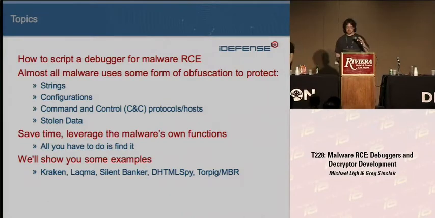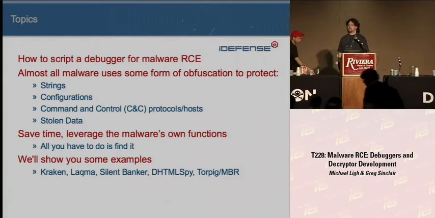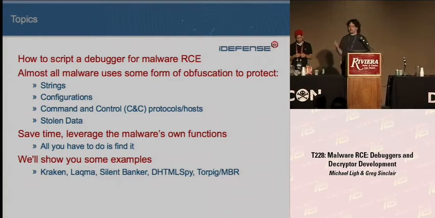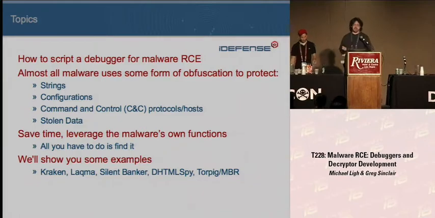Okay, there we go. All right, so basically what we're going to talk about is how to use a scripting debugger to make your life easier when it comes to reversing malware. As we all know, malware basically obfuscates pretty much everything it can possibly get its hands on, like strings, configurations, protocols to communicate back to the CNC, as well as the data that it's stolen. So what we're going to do is use the functions that are already in the malware that are used for encryption and decryption against itself. And then, like Mike said, we're going to go through a couple of examples.